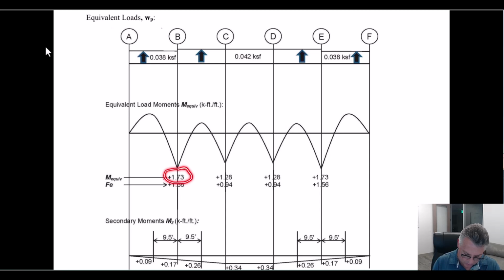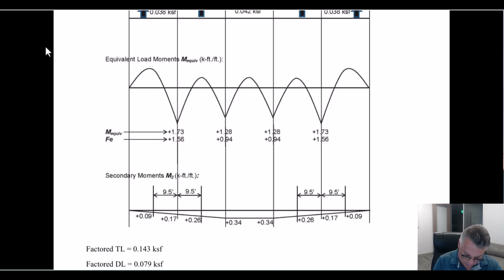So the equivalent moment is 1.73 or 1.28. The primary pre-stress moment, F times E, was 1.56 or 0.94. Secondary moments are going to be the difference between those two. So if you don't believe me, take out your calculator. You can do this by hand. 1.28 minus 0.94 is 0.34.